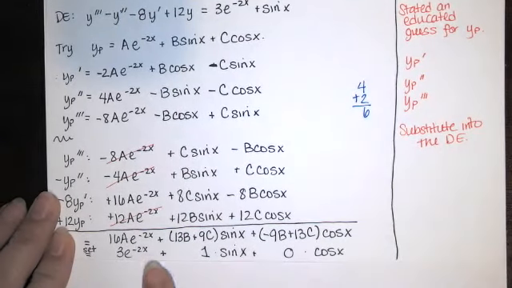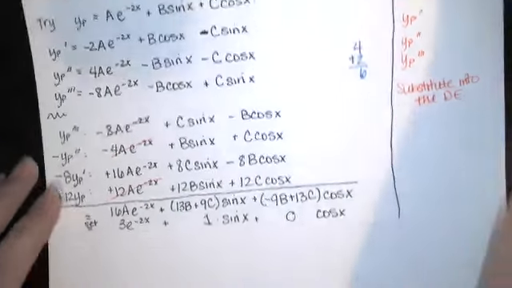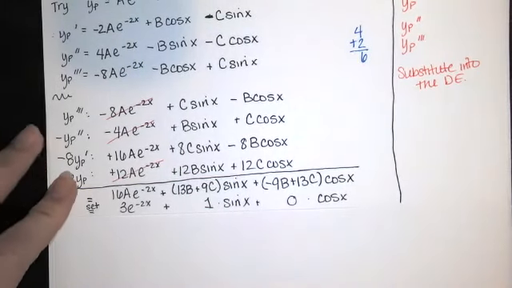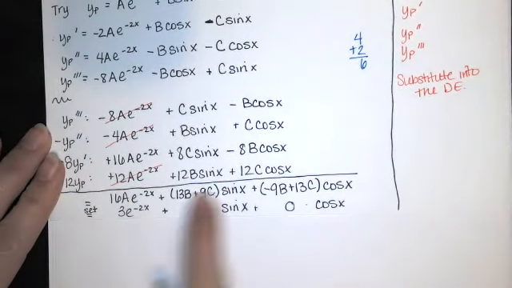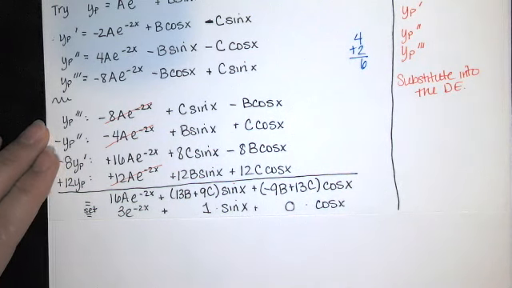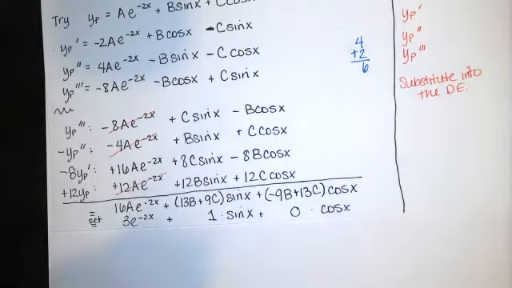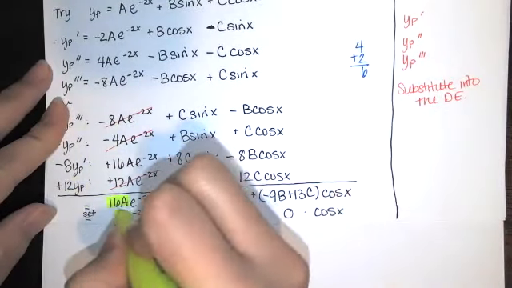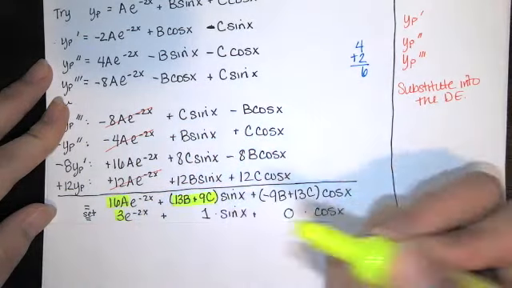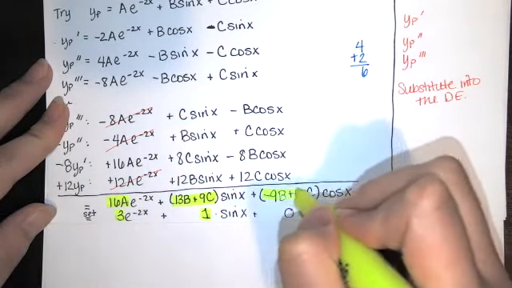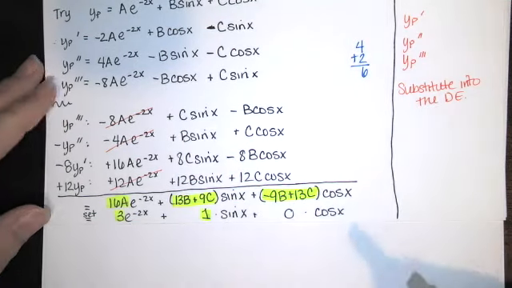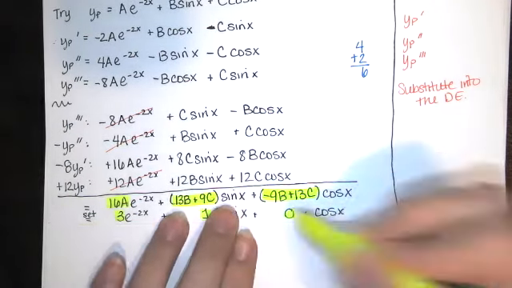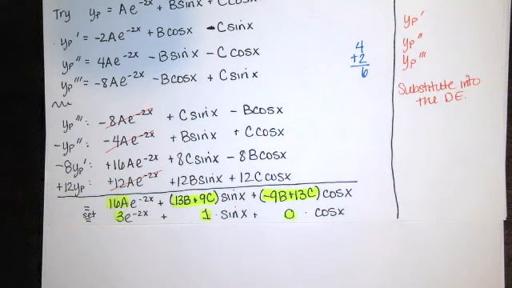Now the functions e to the -2x, sine of x, and cosine of x are linearly independent functions. So that means that the only way this expression on the left-hand side could equal this expression on the right-hand side is if the coefficients are equal. So what that means is that 16a would be equal to 3, and 13b plus 9c has to equal 1, and -9b plus 13c must equal 0. So that's our 3 equations and 3 unknowns, which is going to simplify pretty quickly to 2 equations and 2 unknowns.